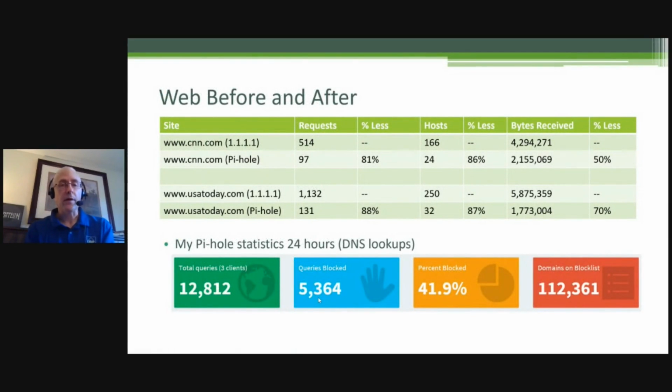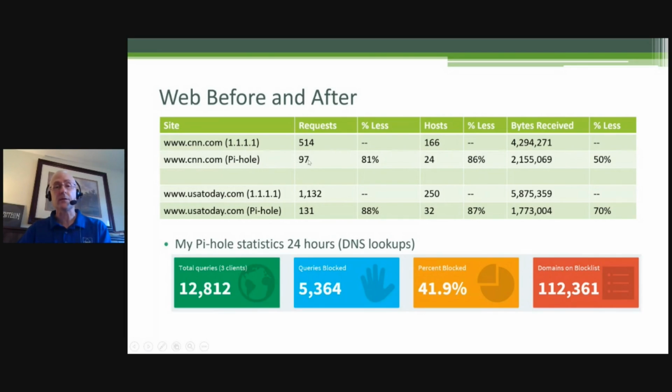A little teaser for why you'd want to do this. I previously was using Cloudflare's DNS service, and I'll talk about the reasons why, for privacy, security, etc. But I hit CNN's website and I used Fiddler, which is a tracing tool between the browser and the server, which I'll show you in a bit. I went to CNN's homepage and you'll see it made 514 requests. It talked to 166 different hosts on the internet, and it was about 4.3 meg.